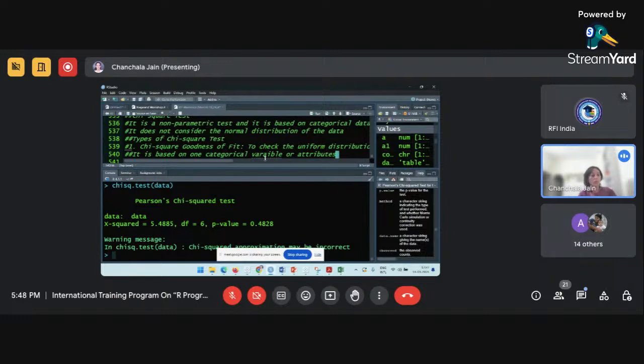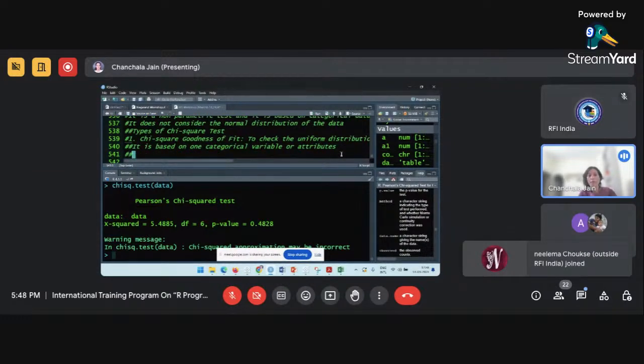So the chi-square goodness of fit is based on one categorical variable or one attribute, right? Here I'm talking about how to perform it manually because it is imperative to understand the base of getting the chi-square value.